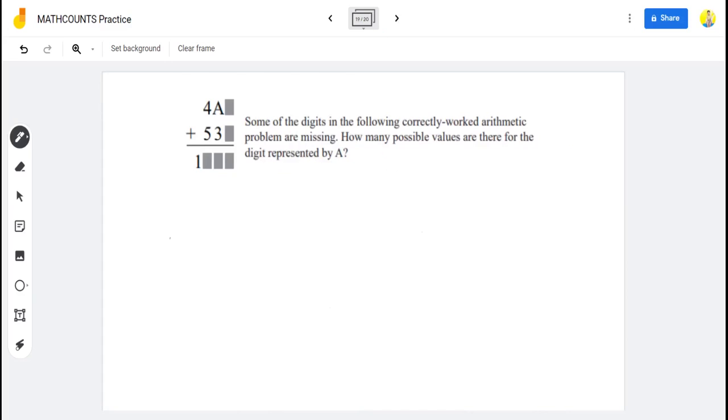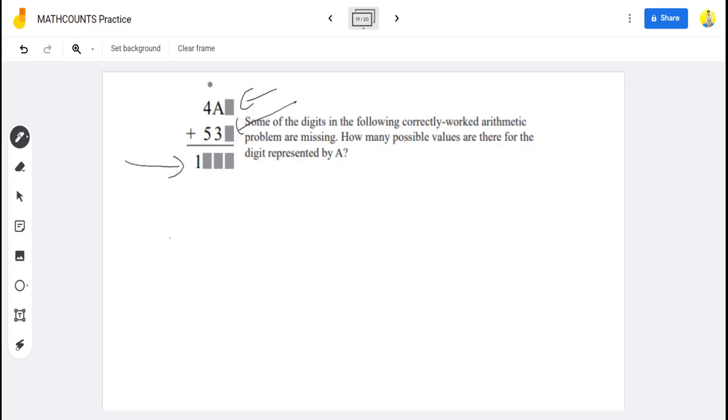Some of the digits in the following correctly worked arithmetic problem are missing. How many possible values are there for the digit represented by A? So here, we see that these are both 3-digit numbers, while this is a 4-digit number.